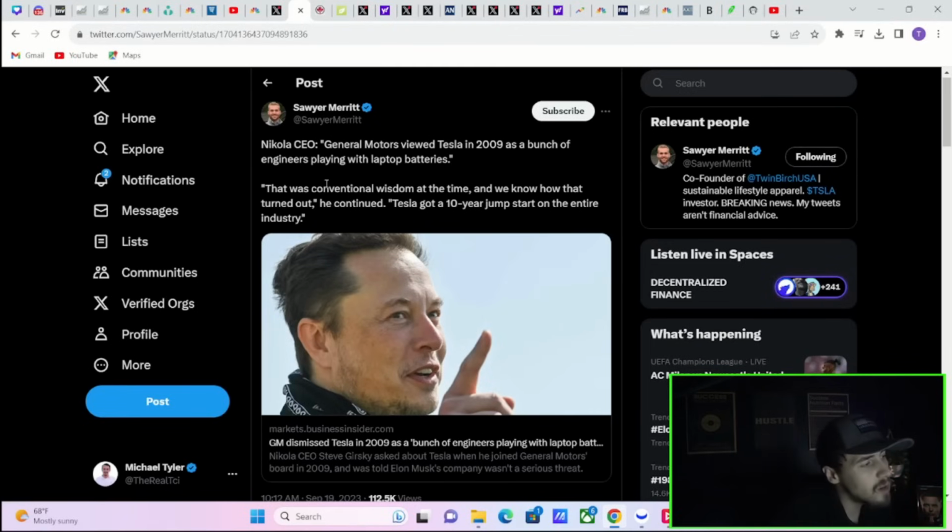The Nikola CEO just said today, quote, General Motors viewed Tesla in 2019 as a bunch of engineers playing with laptop batteries. That was conventional wisdom at the time. And we now know that turned out, he continued, Tesla got a 10-year jump start on the entire industry.